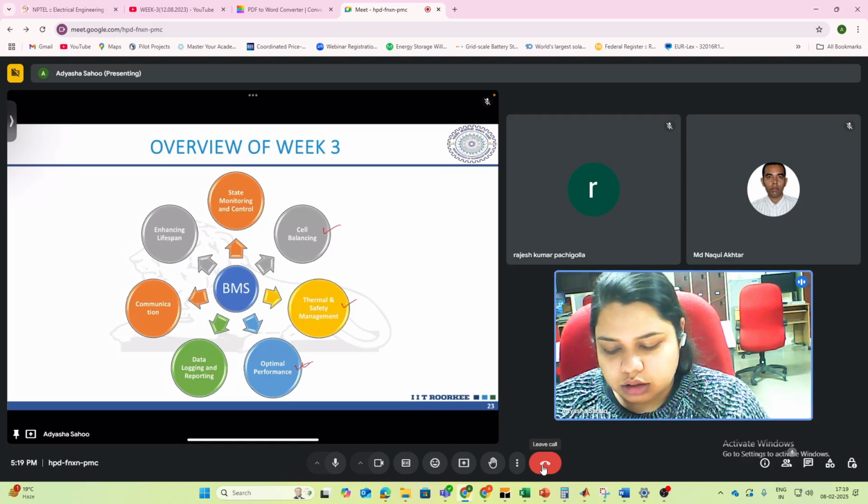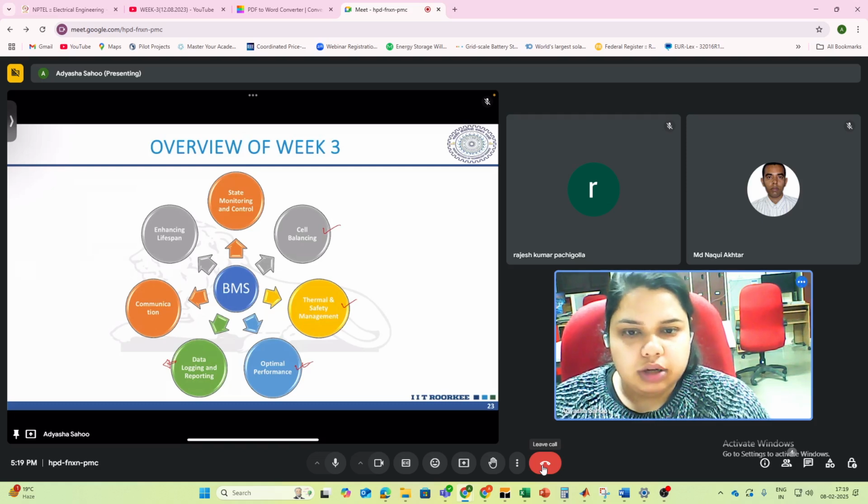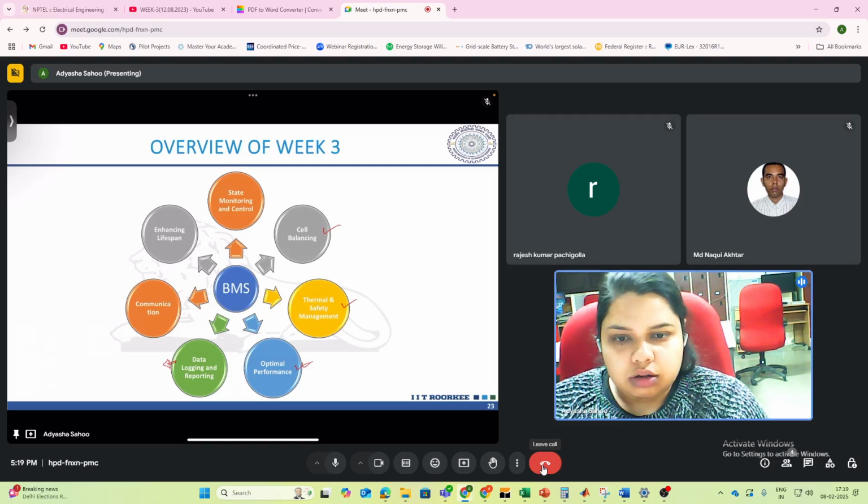Then data logging and reporting. There is also a monitoring system which at every instant looks after the various attributes of the battery. So you have a report with you. Even if something goes wrong, you can go through the report, see what went wrong, and analyze accordingly to avoid those situations in the future.